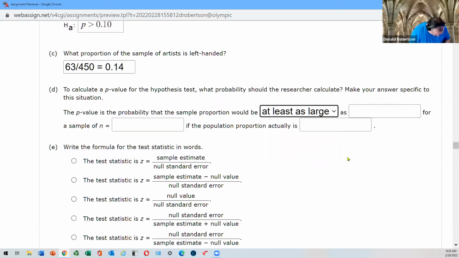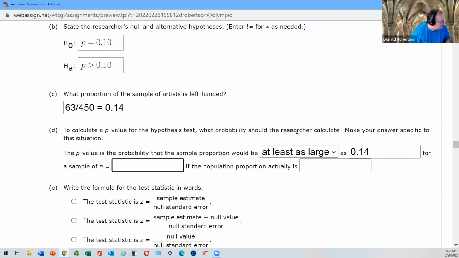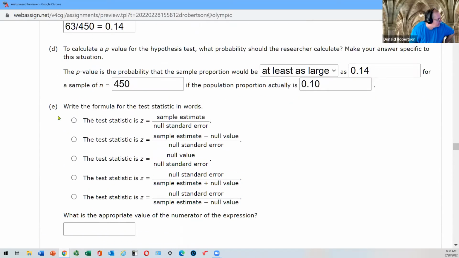At least as large as 0.14 for a sample size of 450, if the population actually is 0.10. This one is pure memory. Which one of these five dots is the z-score? It might not use the same phrasing that we did, but it's one of those.